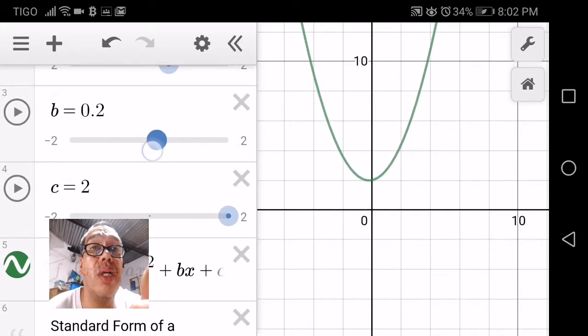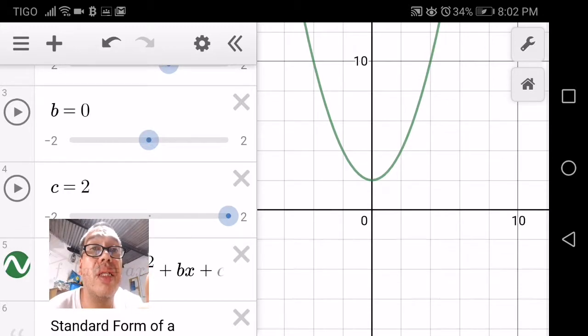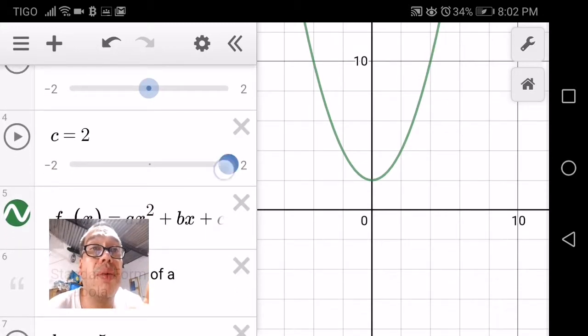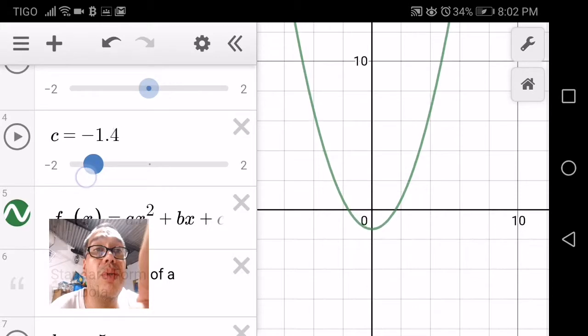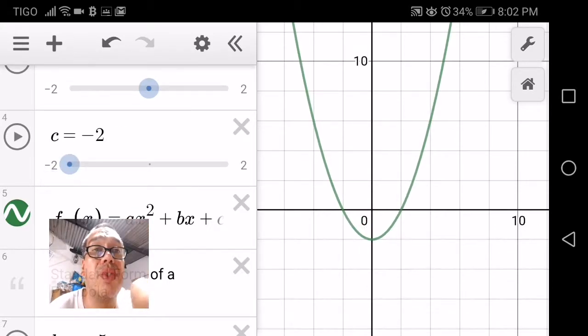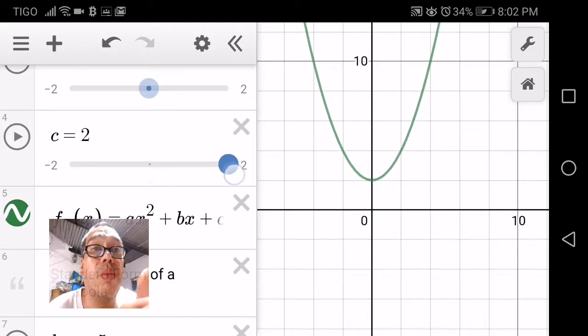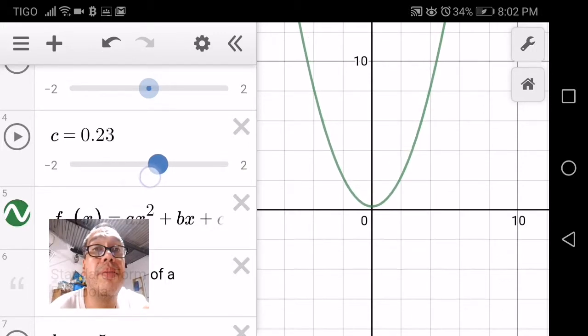It's easier to see if I just eliminate the linear term. See what happens when you have -2. The whole parabola moves down by 2 units, and now I'm moving it up by 2 units. So that's the parabola for you.